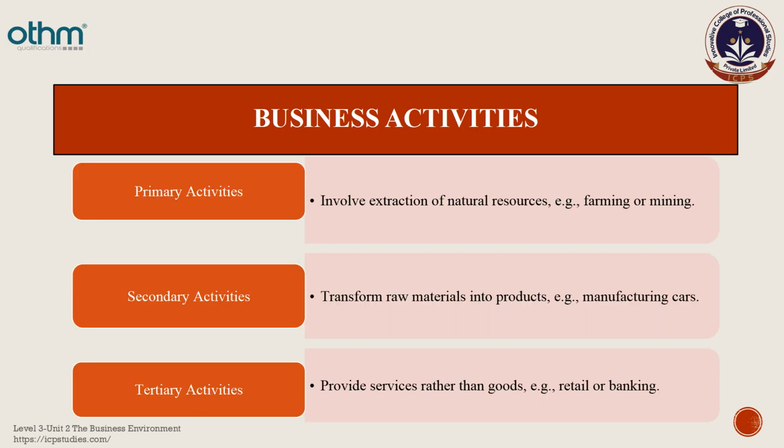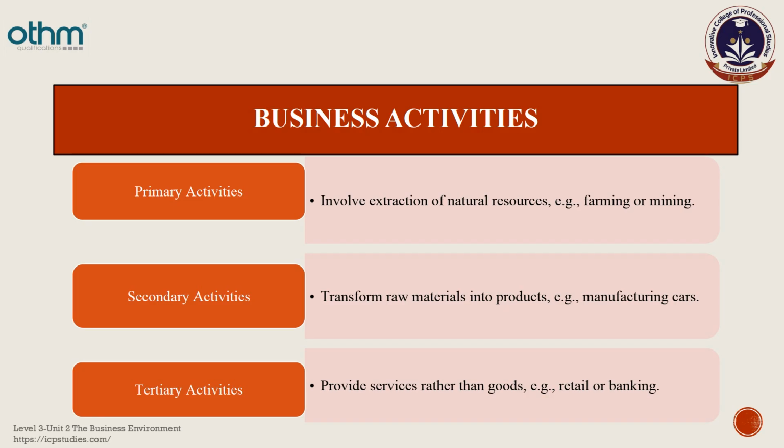So now in this slide, I'm going to explain one by one the primary, secondary, and tertiary activities. So our first activity is primary activities. Primary activities involve the extraction of natural resources. For example, when we are doing mining and when we are doing farming, then these are primary activities.